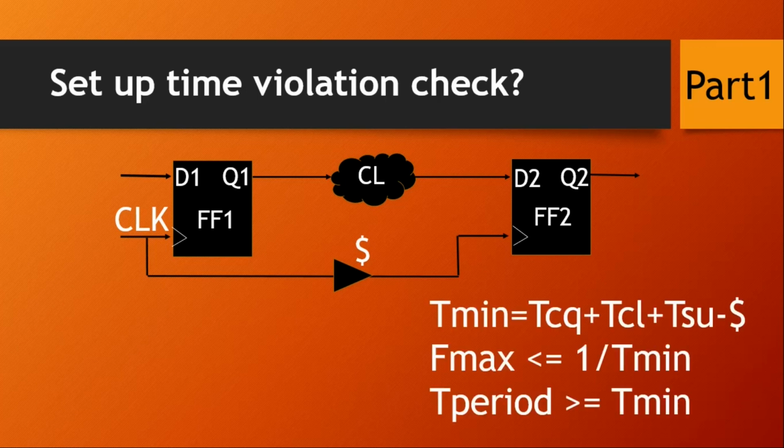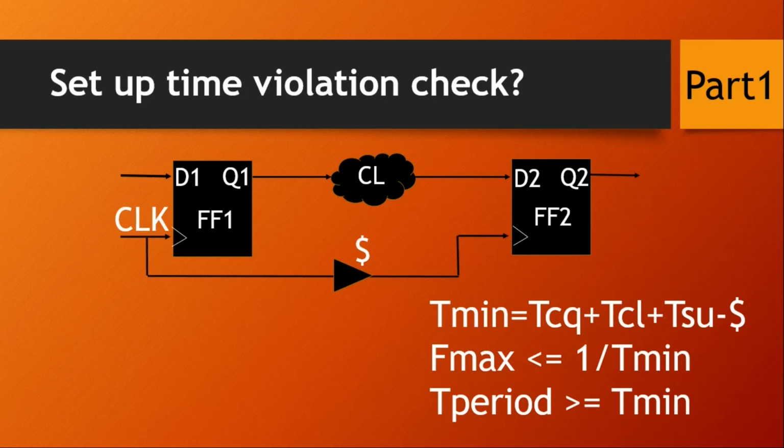We also know that for a particular path, this is the equation to calculate the minimum period of operation, which is equal to TCQ of the first flip-flop plus TCL, that is the propagation delay of this combinational logic, plus setup time of the second flip-flop minus the amount of positive skew in the clock path. From here, we can easily calculate the maximum frequency of operation, which is nothing but the inverse of the minimum time period of operation. Now, as per the period constraint and the maximum frequency calculated by this equation, the tool will throw the positive slack or the negative slack.